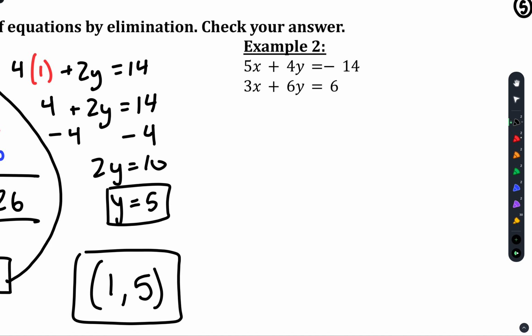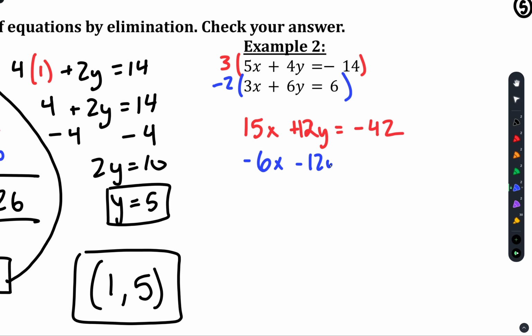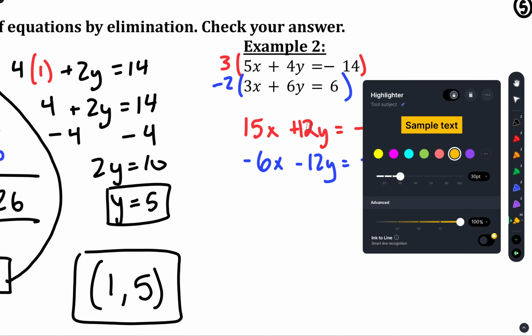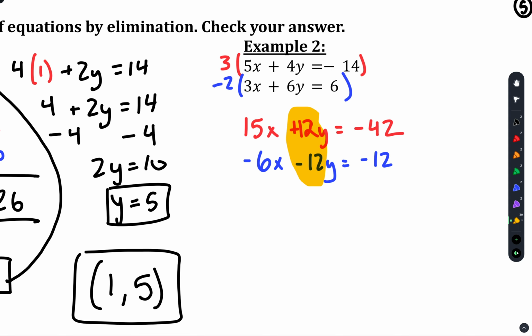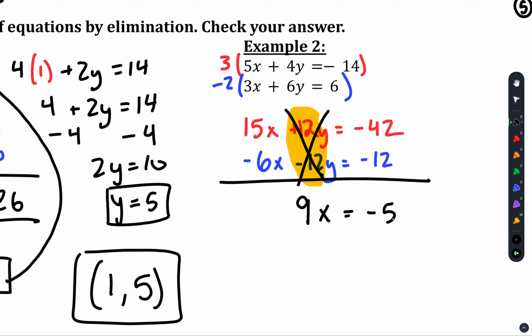What do I multiply these equations by? Sure. Let's multiply the top one by 3 to get 15x plus 12y equals negative 42. And let's multiply the bottom one. I have to multiply by a negative because I need that negative 12. This is negative 6x minus 12y equals negative 12. I see I have those opposite coefficients, a plus 12 and a minus 12. Now I'm going to add them together. These guys cancel. What is this? 54?